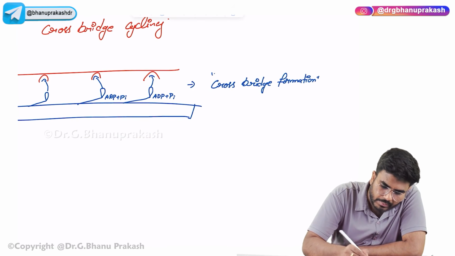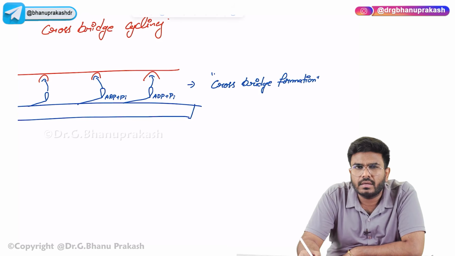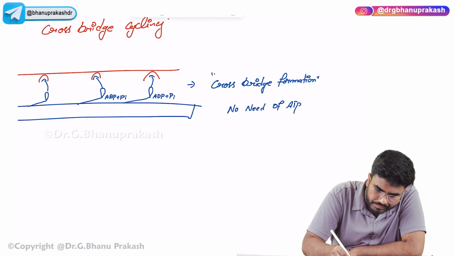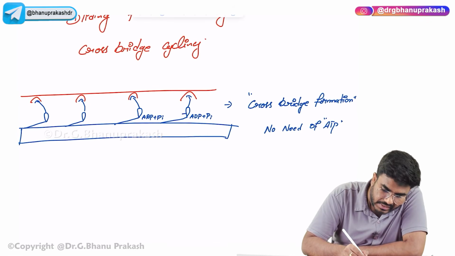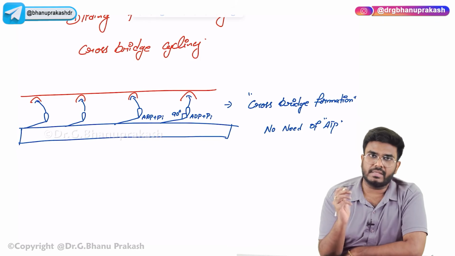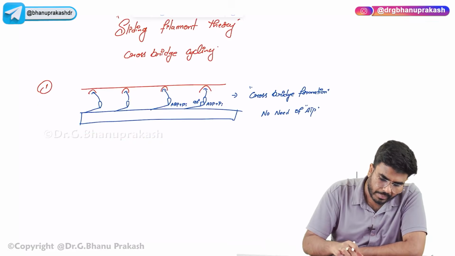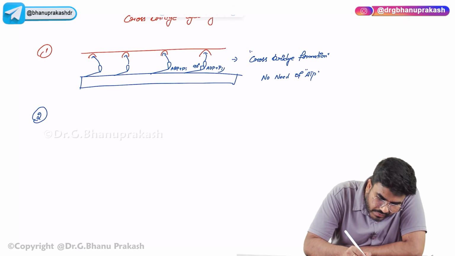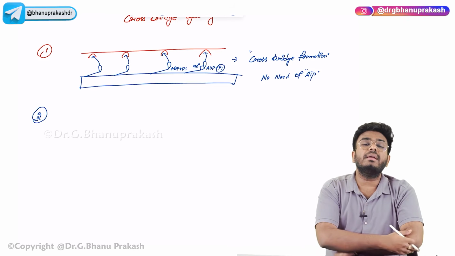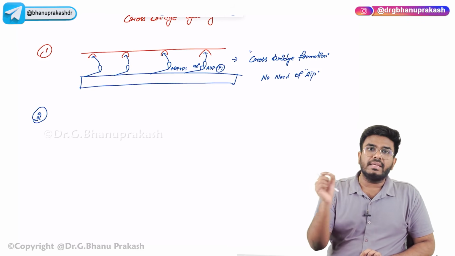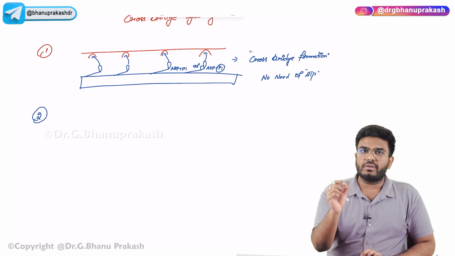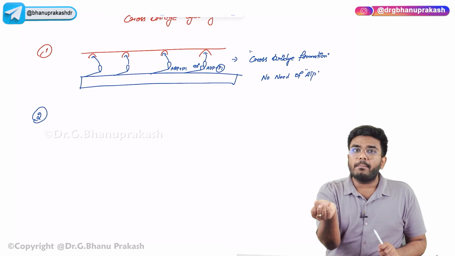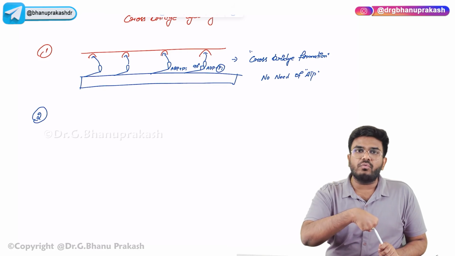Does this cross bridge formation require any ATP? No need of ATP. Now what is the status of the myosin head? The myosin head is at 90 degrees. Straight it went and attached. Now the second step: after binding, the inorganic phosphate is released. This is the first event that occurs. Because of the removal of the inorganic phosphate, the myosin head from the 90 degree angle is going to bend to a 45 degree angle.